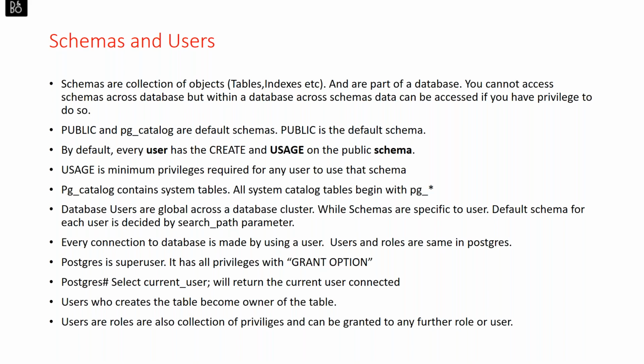By default, when we are logging in through the Postgres user, we are logging into the public schema. So public is the default schema. PG catalog is a schema which contains the catalog tables, like information columns, PG tables, PG columns, PG views. By default, every user will have access to this public schema.